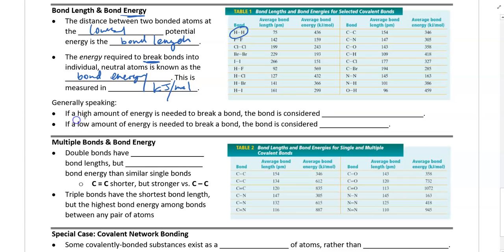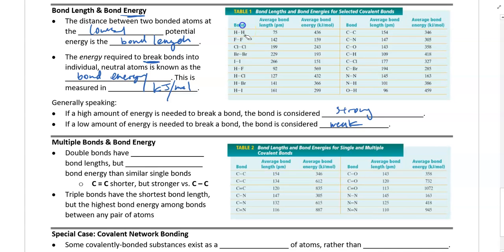Generally speaking, if a high amount of energy is needed to break a bond, the bond is considered strong. Whereas on the other hand, if a low amount of energy is needed to break a bond, the bond is considered weak, right? And you can see here there are some very distinct patterns. I'm going to highlight a few of them for you.